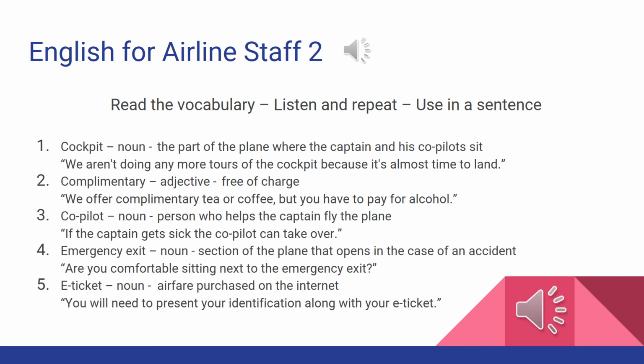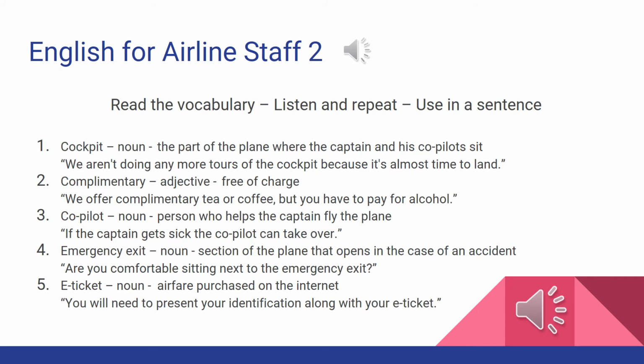Number 1. Cockpit. The part of the plane where the captain and his co-pilots sit. We aren't doing any more tours of the cockpit because it's almost time to land. Number 2. Complimentary. Free of charge. We offer complimentary tea or coffee, but you have to pay for alcohol. Number 3. Co-pilot. Person who helps the captain fly the plane. If the captain gets sick, the co-pilot can take over.